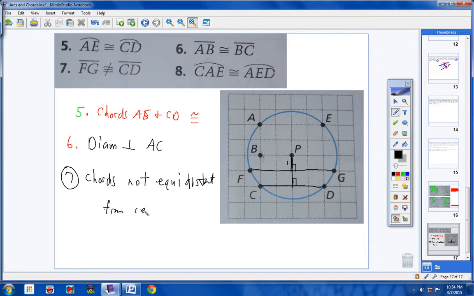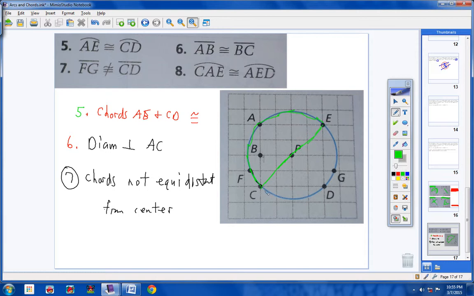And then lastly, number 8, arc CAE. Now here's CAE. CAE is congruent to AED. Well, let's start first of all with the CAE. If you'll notice, CAE is a semicircle because the arc endpoints lie right on the endpoints of a diameter. Okay, so make note of that.